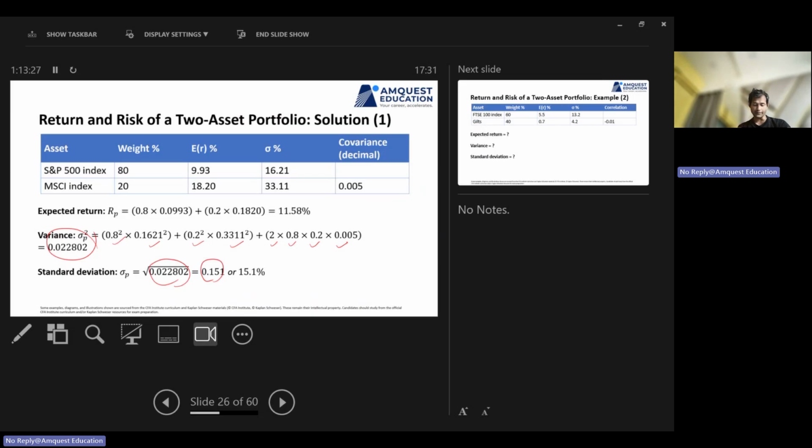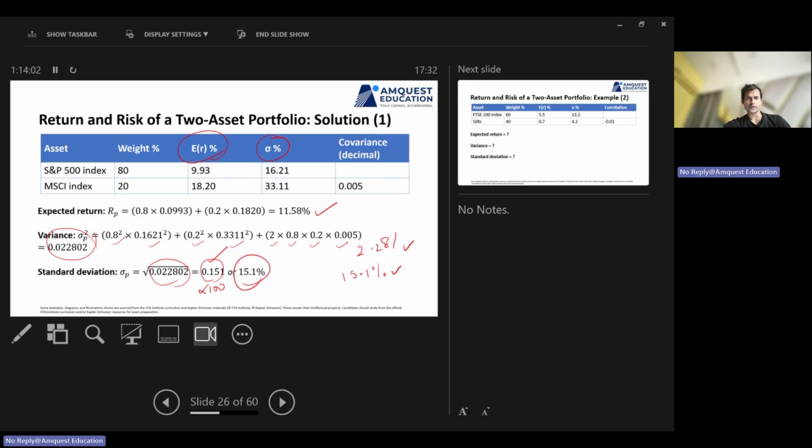Now remember, this is nothing but the decimal. I multiplied it by 100 to find out the percentage, because variance is also in percentage and return is percentage. Are we now clear? So average return, everyone got 11.58. Variance is 0.02280, which is also 2.28 percentage. And if I square root it in decimals, I'll get 15.1 percentage. Clear? This is my standard deviation. Any questions?